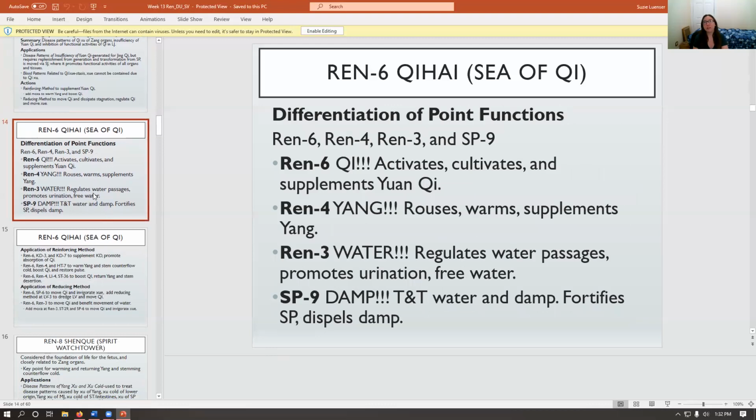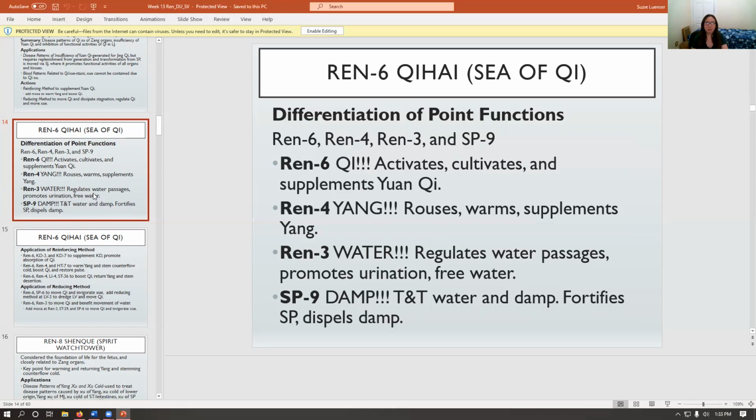All right, next slide, differentiation of point functions. We've got Ren 6, Ren 4, Ren 3, spleen 9. These are basically touching on different substances here. So Ren 6 is about Qi. Ren 4 is about yang. Ren 3 is about water, and spleen 9 is about damp.